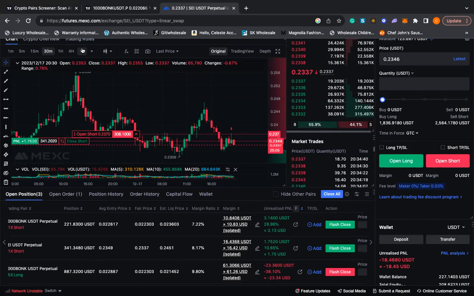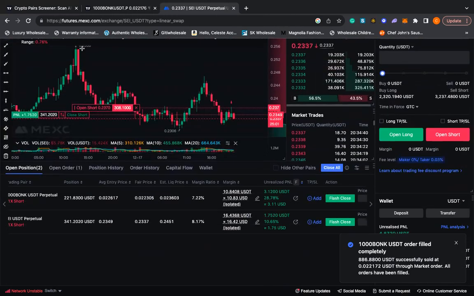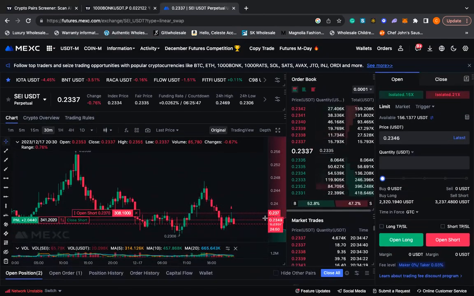Let's see. So I put in a short to kind of offset that mark. So I'm up 10% on this one. I'm up 30% on bunk, 10% on SEI. And I had to cut my losses on one play because it was running the other direction.